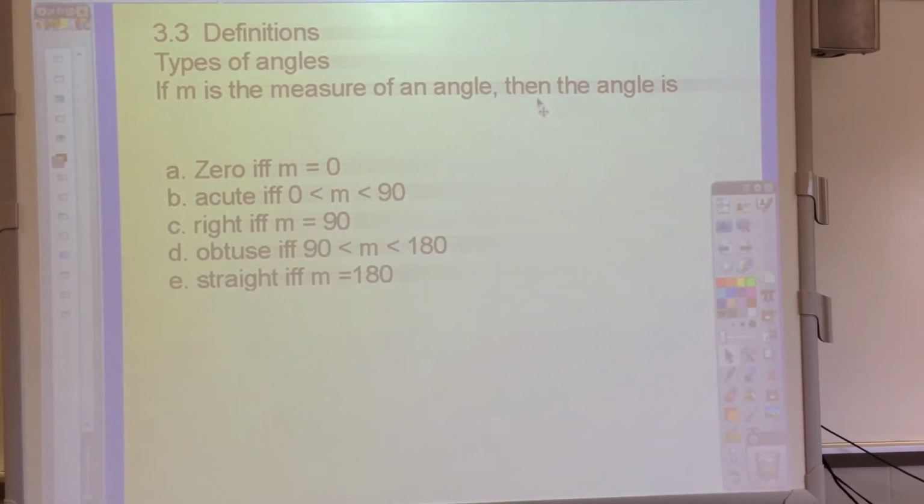Welcome, ladies and gentlemen, to section 3.3 of Mrs. Quinn's geometry. Let's start with some definitions.